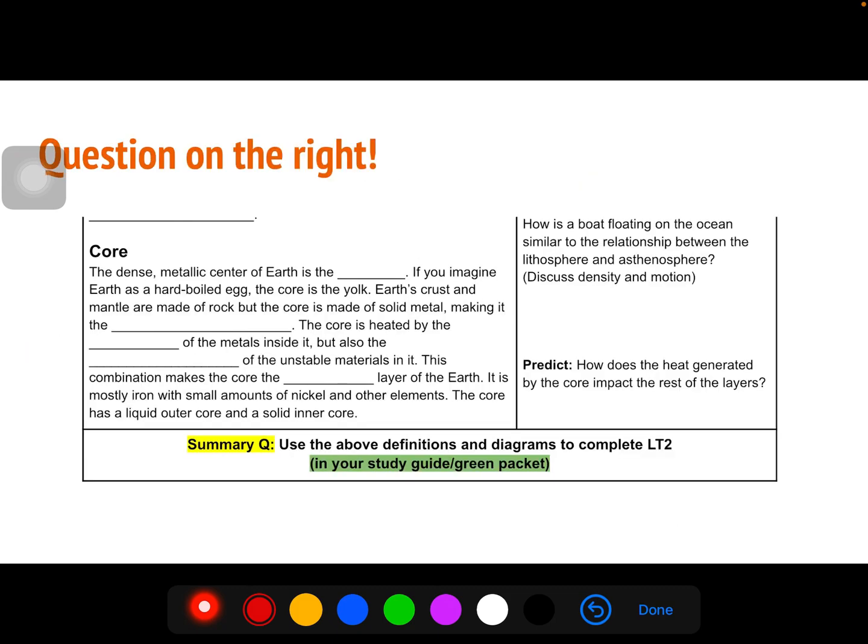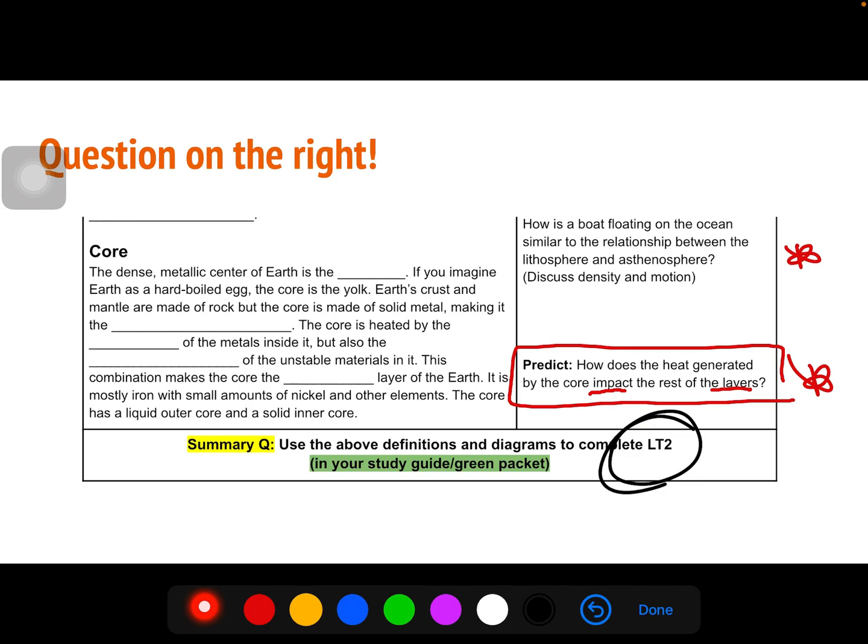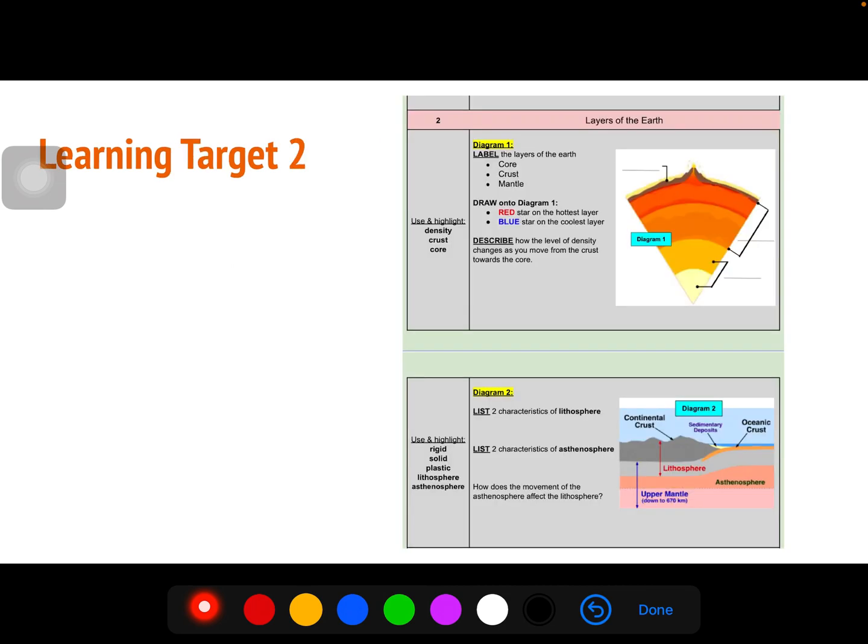So we're wrapping up here with one final prediction. How does the heat generated by the core impact the rest of the layers? So the rest of the layers being the mantle and the crust. What do you think the impact of the heat is there with the rest of the layers? Just predict an idea, just can't leave it empty. Okay, so you got all the notes on the left side, you labeled our diagrams, you answered our 2 questions happening over here. That means you're ready to roll into learning target number 2.